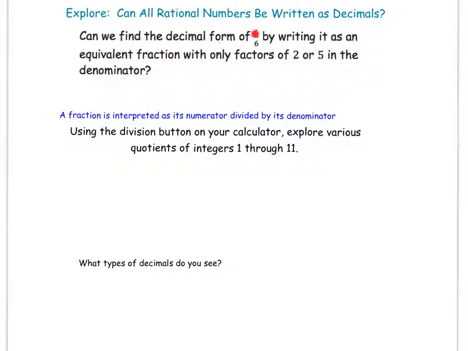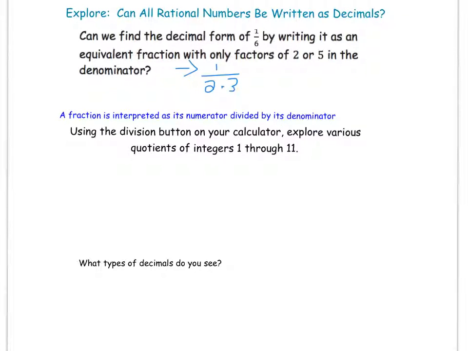Can we find the decimal form of 1/6 by writing it as an equivalent fraction with only factors of 2 and 5 in the denominator? So let's take this apart. 6 can be written as 2 times 3. Well, right now we know that there's nothing we can do to get rid of that 3 in the denominator because the numerator does not have a 3 to cancel it out. So we cannot get to a power of 10. So it cannot be written the way we were writing decimals the last time.